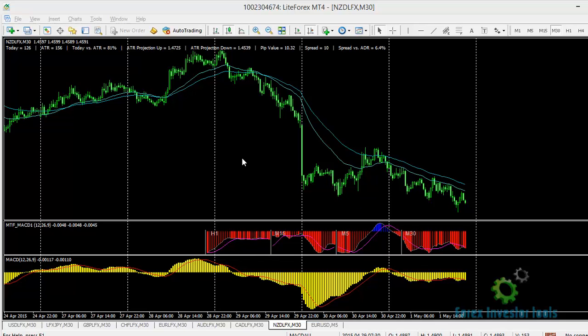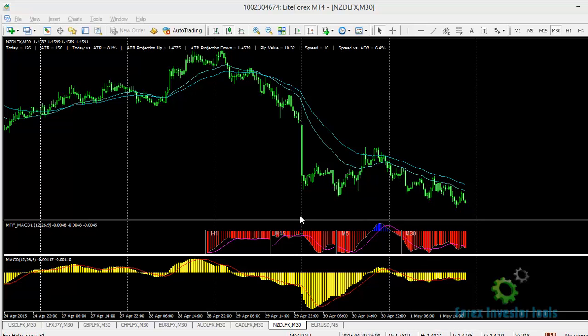In this video we're going to be looking at pullbacks from an intraday perspective. So we're going to be looking at a 30-minute chart, and we're going to be looking at multi-time frame from 5 minutes up to H1. So it's 5, 15, 30 and H1. However, we're going to be looking for pullbacks on the 30-minute time frame.